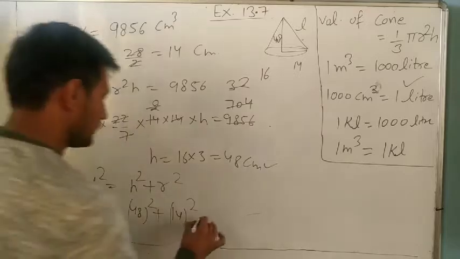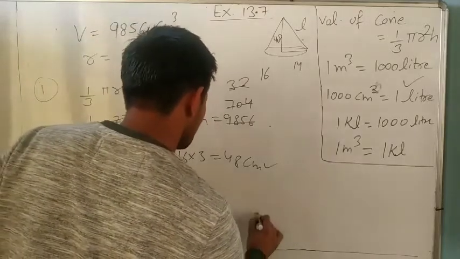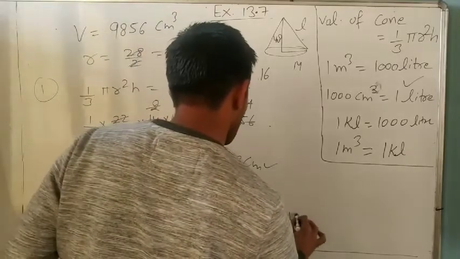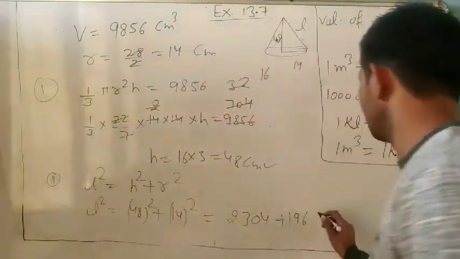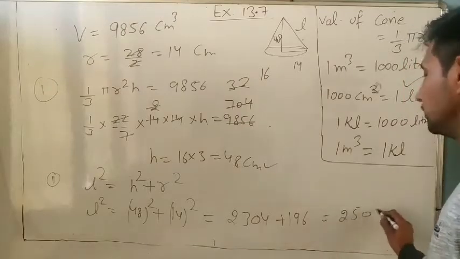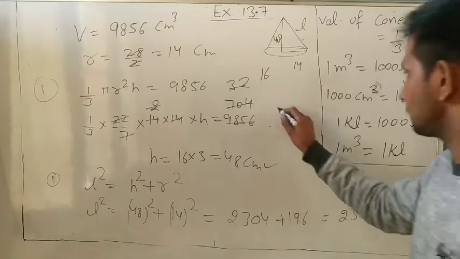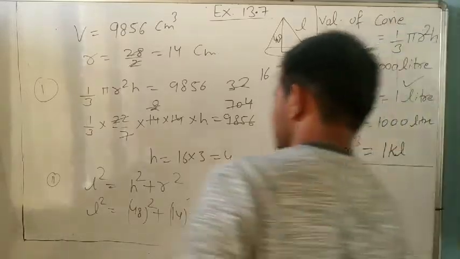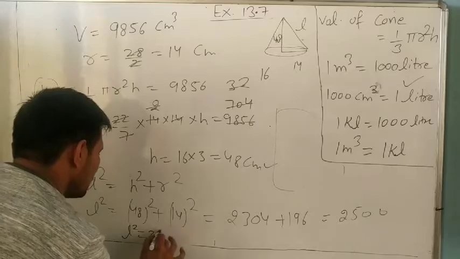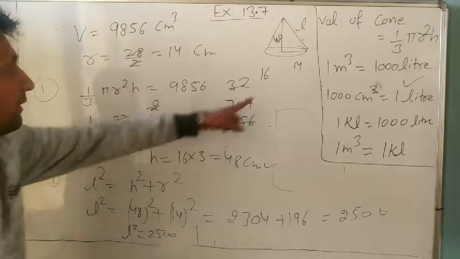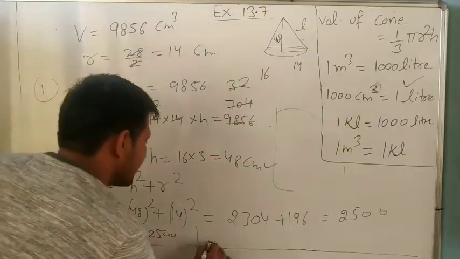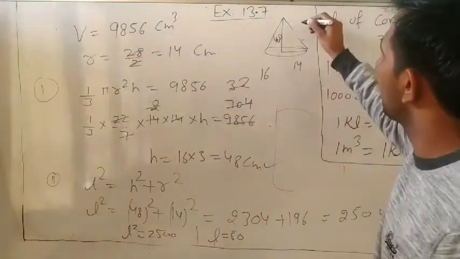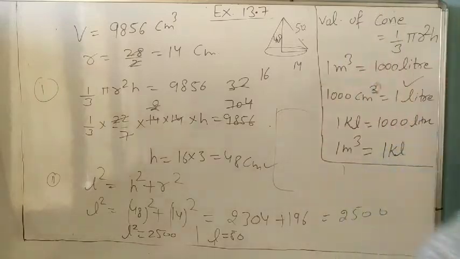Solve it. 48 square is how much? 2304 plus 196. So how much does it become? It becomes 2500. So L square is 2500. We want to find the value of L, taking square root. When we take square root, it comes 50. So what is L? L will come 50. It is very simple. You can do yourself.